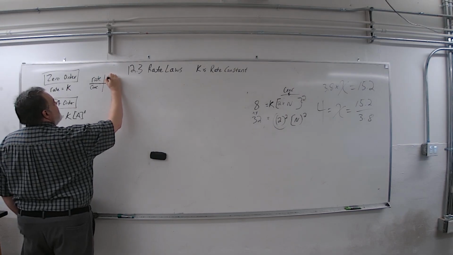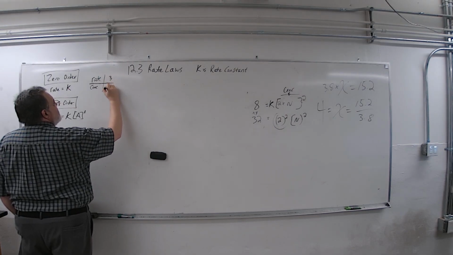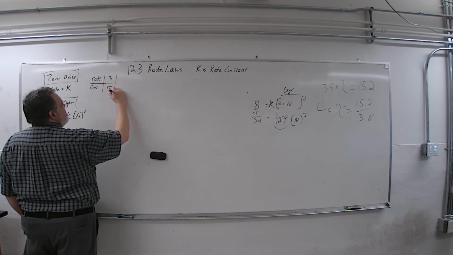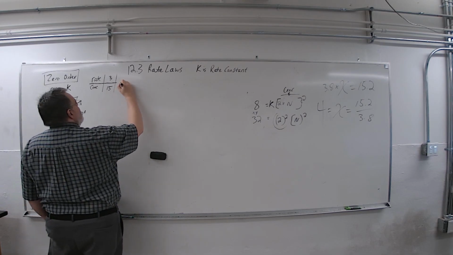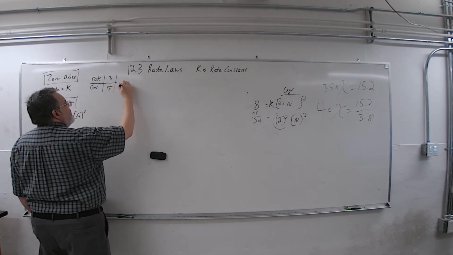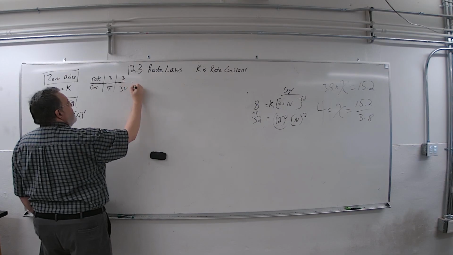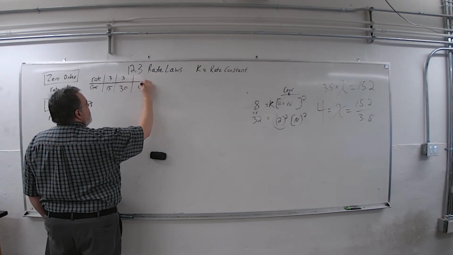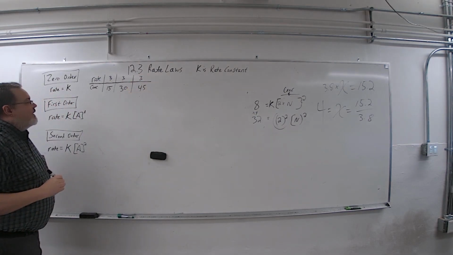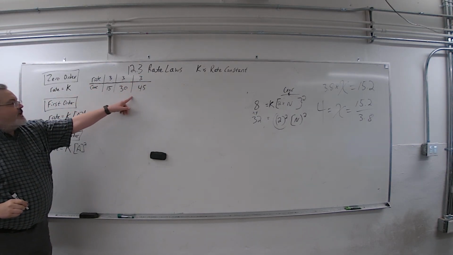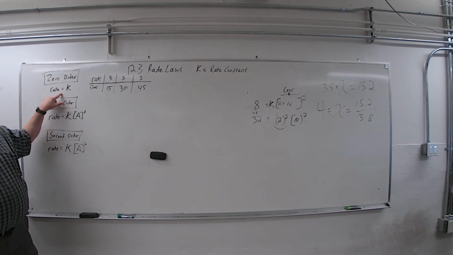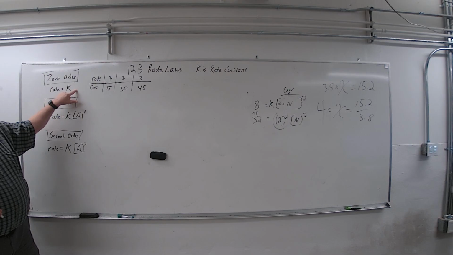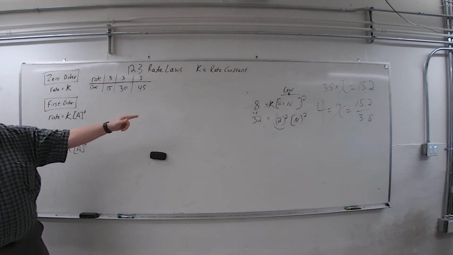The rate is, let's say that's 3, and this is 15, and then this goes up to 30, and this stays 3, this goes up to 45, this stays 3. Rate is constant, it's not dependent on concentration. The rate has no dependency on the concentration. It just stays the same, it stays constant.